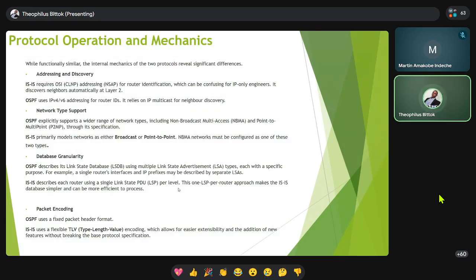So addressing and discovery. ISIS mainly operates on the CLNP. Remember, for ISIS you always come with the network entity, but for this one, it's just going to use IPv4 or IPv6 addressing for router IDs. When it comes to the selection of the router ID, it always checks: the first one is, if you specifically configured the router ID, then that one is going to be the router ID.